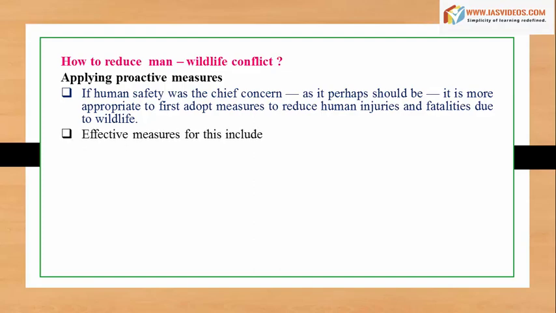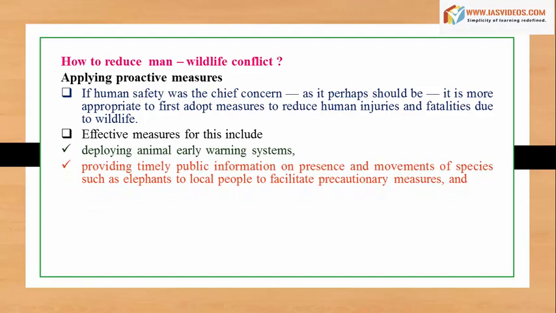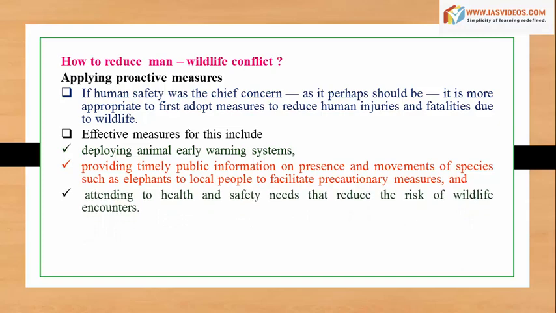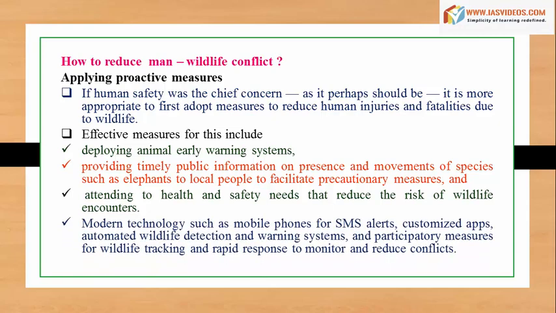Effective measures for this include deploying animal early warning systems, providing timely public information on presence and movements of species such as elephants to local people to facilitate precautionary measures, and attending to health and safety needs that reduce the risk of wildlife encounters. Modern technology such as mobile phones for SMS alerts, customized apps, automated wildlife detection and warning systems, and participatory measures for wildlife tracking and rapid response can monitor and reduce conflicts.